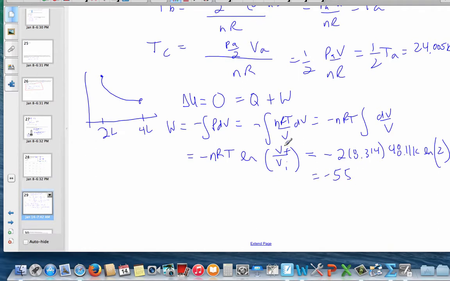Okay, so then if we substitute, and that'll be in units of joules, then if we substitute into the first law of thermodynamics, since the work done is negative, Q must be positive 553. So there was work out, but there's thermal energy transfer in. That's how you get an isotherm.